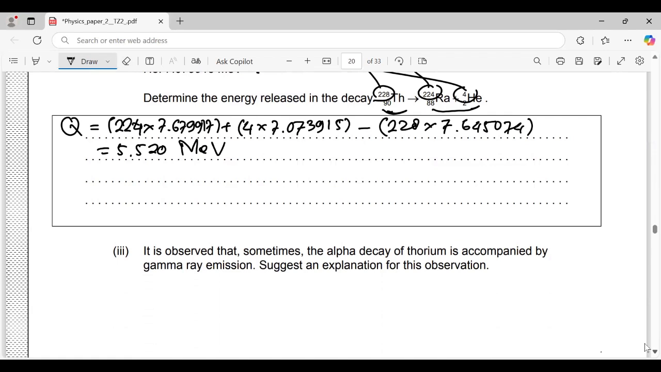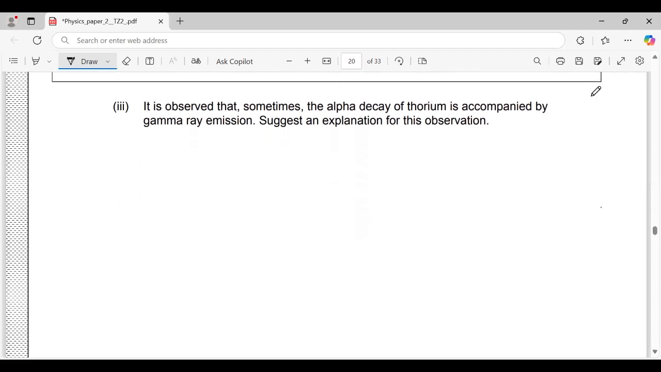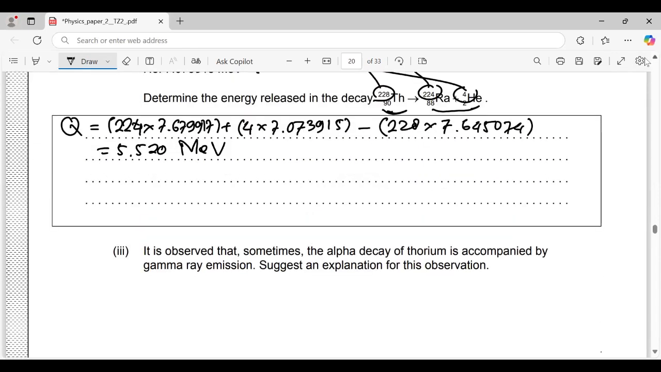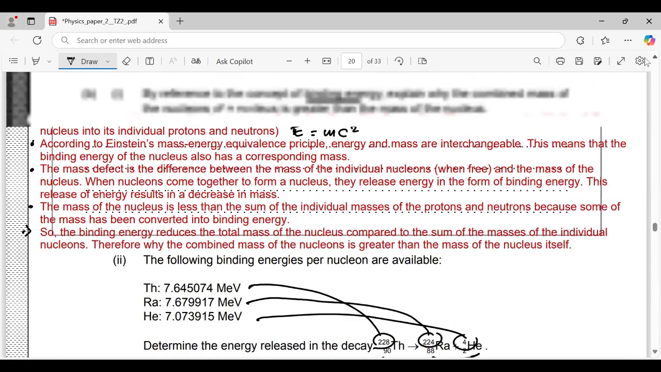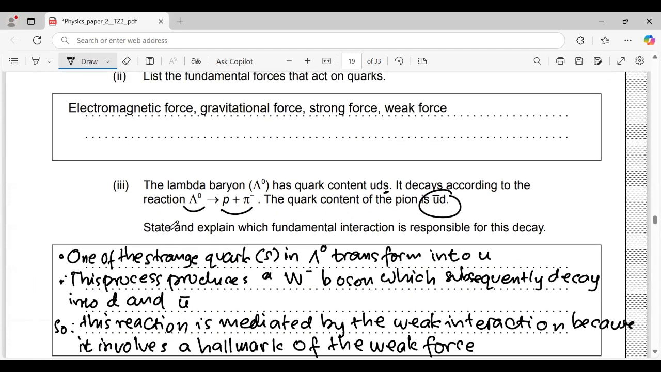It is observed that sometimes the alpha decay of thorium is accompanied by gamma ray emission. Suggest an explanation for these observations. I have provided also my explanation about this. The alpha decay of thorium is accompanied by gamma ray emissions. If you look at this reaction, we are going to explain based on this reaction.